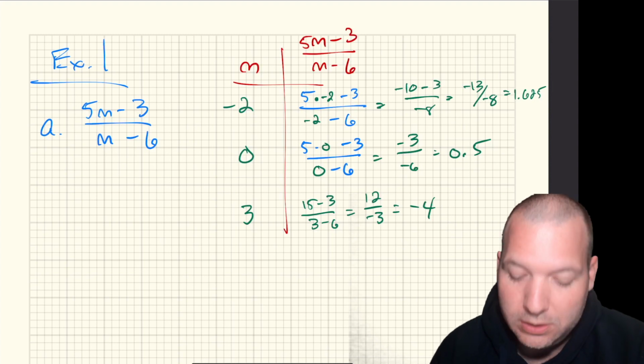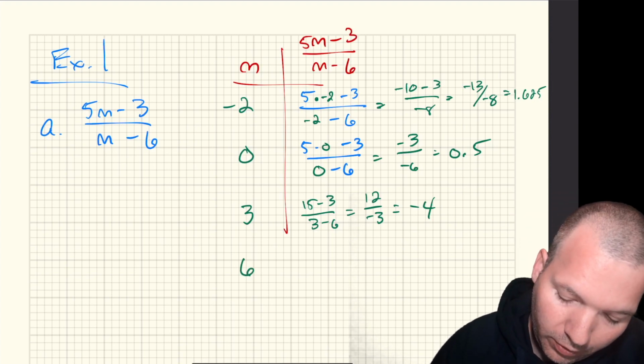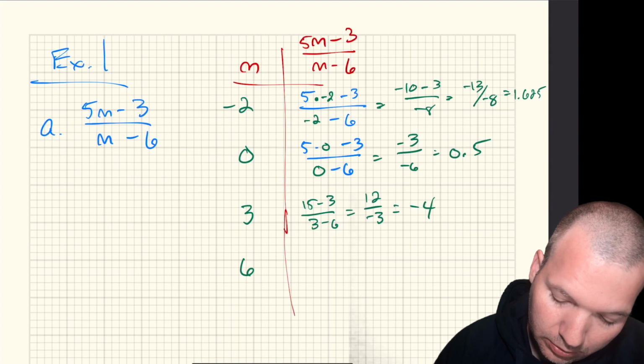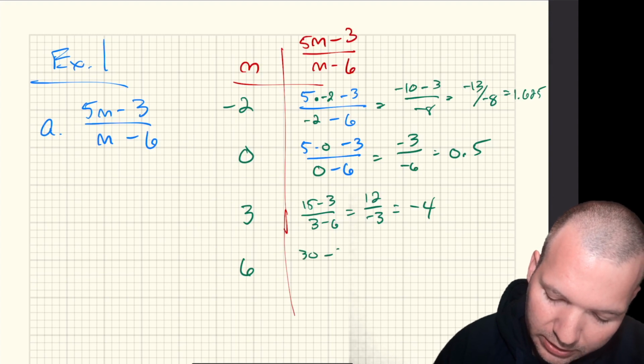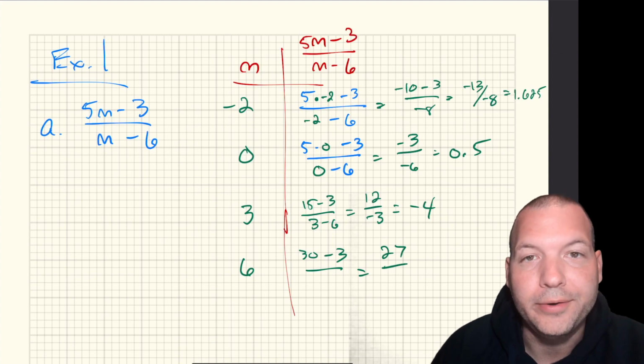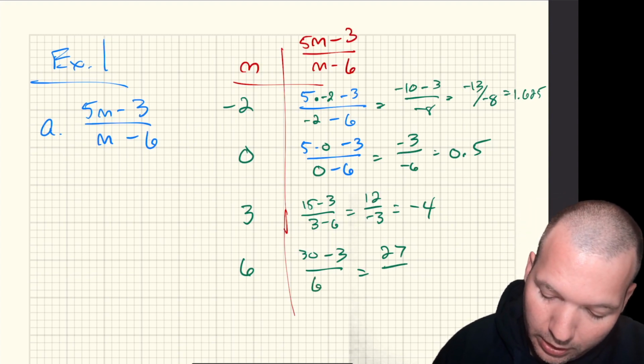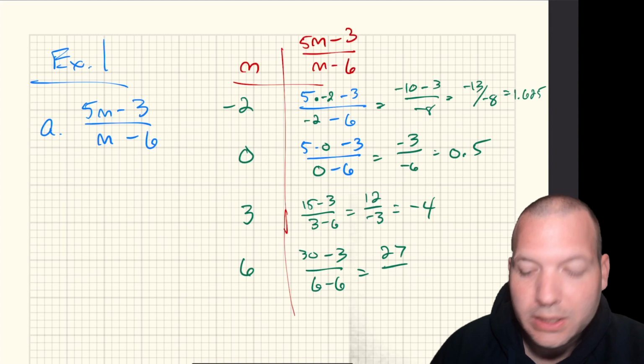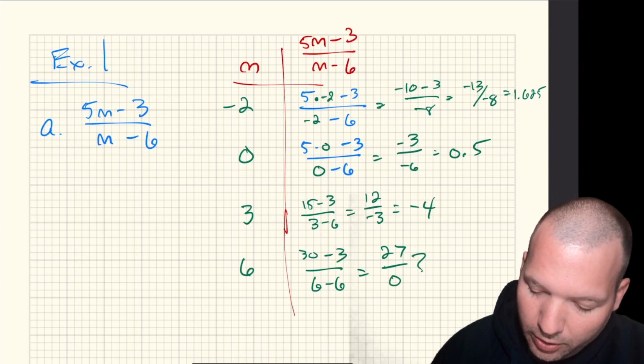That's still fine, right? That's just a number. What if we plugged in 6? 5 times 6 is 30. 30 minus 3 we can definitely still do. Our numerator is going to be 27. But in the denominator, 6 minus 6 is 0.